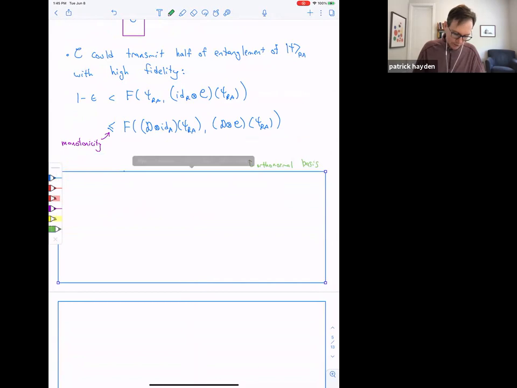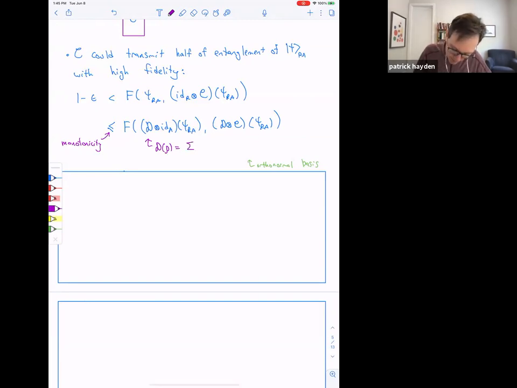But I can choose any channel I want for this degrading D. And what I'll actually choose is a channel D of rho that is the dephasing channel, the one that we saw last day that zeroes the off-diagonal entries of the density matrix. So I choose some basis of the R system. And I just zero all the off-diagonal entries in that basis. And that's that channel D right there.